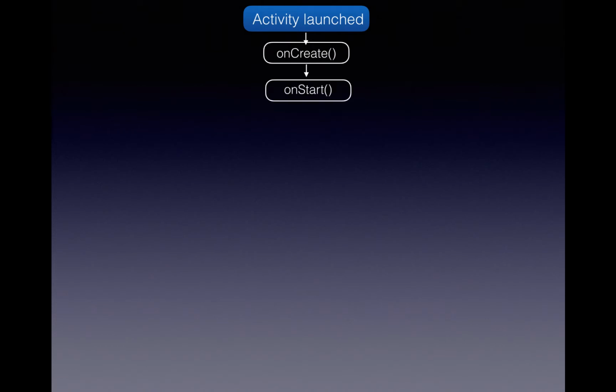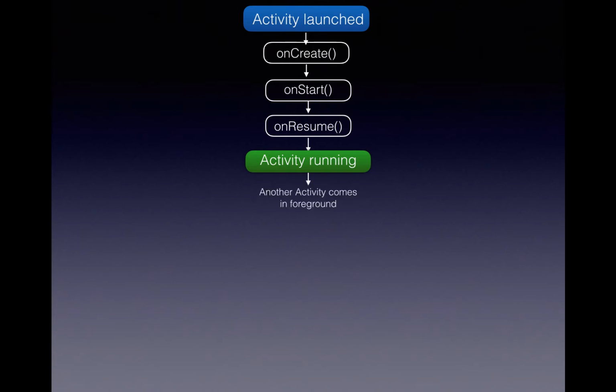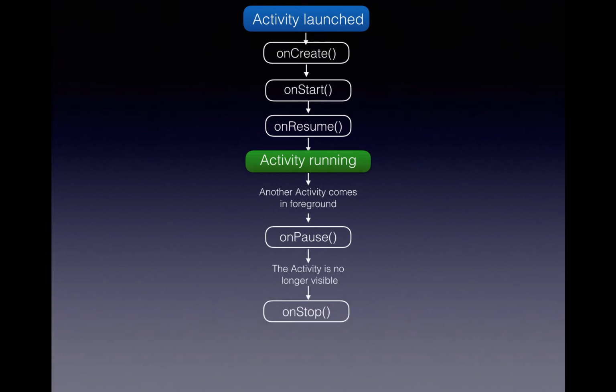Next, we have onStart method, which is called when activity is becoming visible to the user. After which we have onResume method, which is called when the activity will start interacting with the user. After which activity is running and another activity comes in foreground. So we call onPause method where system is about to pause a previous activity. When the activity is no longer visible, it is because of onStop method. And finally, when the activity is finished or being destroyed, it is because of onDestroy method.